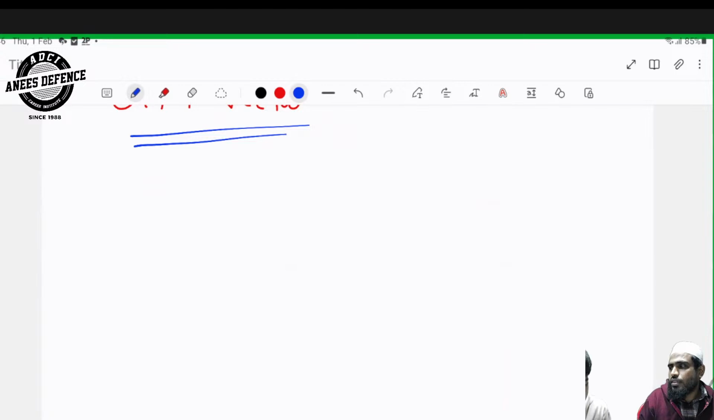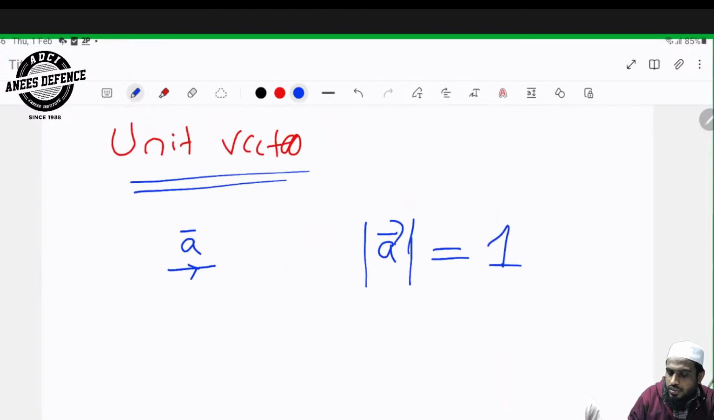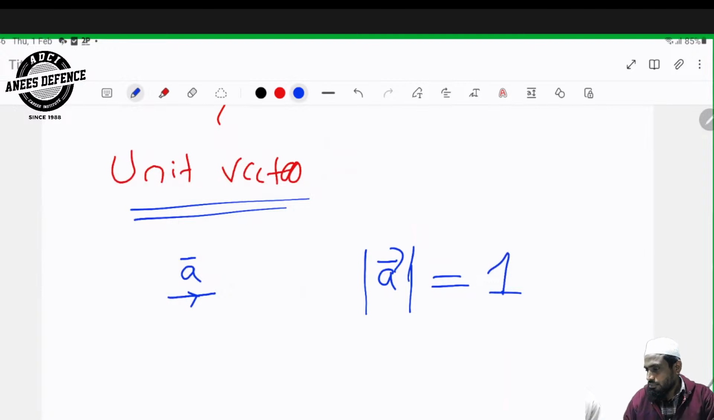Unit vector. What is unit vector? You have a vector whose magnitude is equal to 1. The length of that vector is equal to 1. You can call it as unit vector. This is my vector. If the magnitude of this vector is equal to 1, you can call it as unit vector.